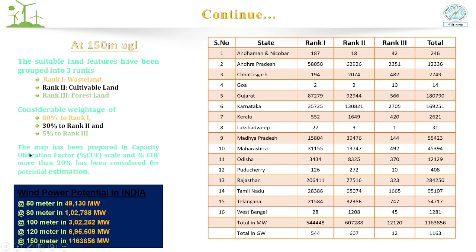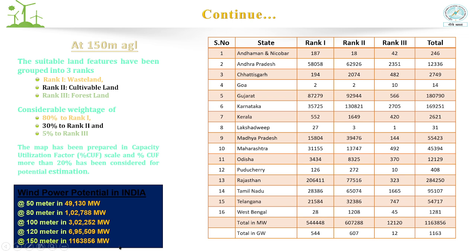The map has also been prepared in capacity utilization factor scale. I will come to the CUF value later on. Minimum capacity more than 20%. In those areas only, these layers have been used, land availability layers, and then we arrived at this estimated potential.